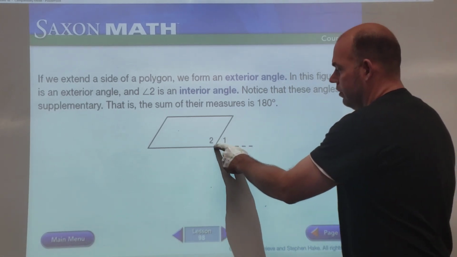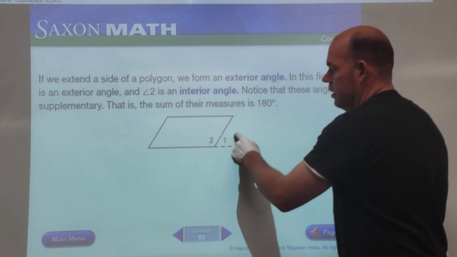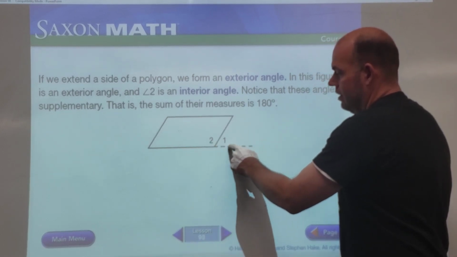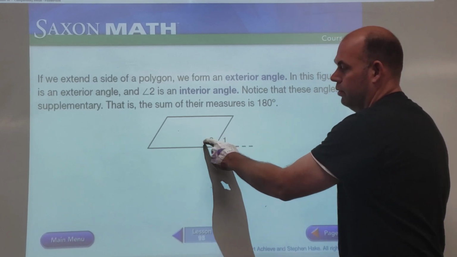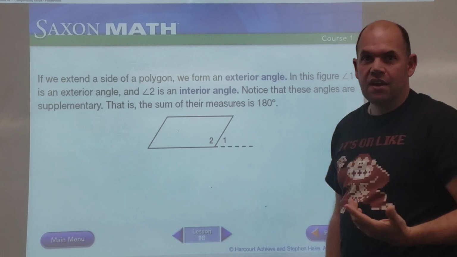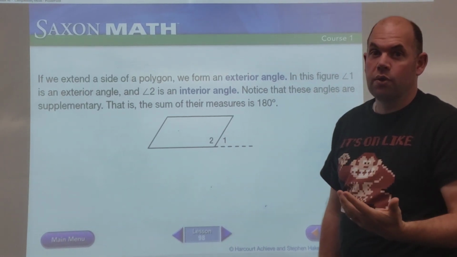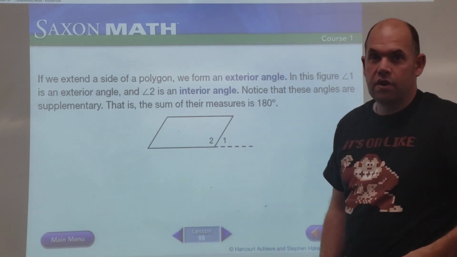Now, you'll notice what we're adding here is not this entire thing. What we're adding is if we extend the side, that number one plus number two, that equals 180. If we added this, that's another 180, so it would equal 360 degrees. And that makes sense because if we go all the way around, that's 360 degrees.